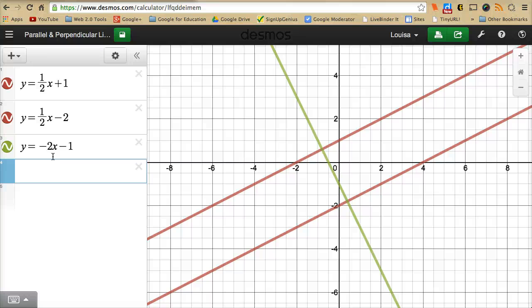Another way to say that is to say that the product of the slopes equals -1. In other words, if I multiply 1/2, the slope of the red lines, times -2, the slope of the green line, I get -1. That's another definition of perpendicular lines.